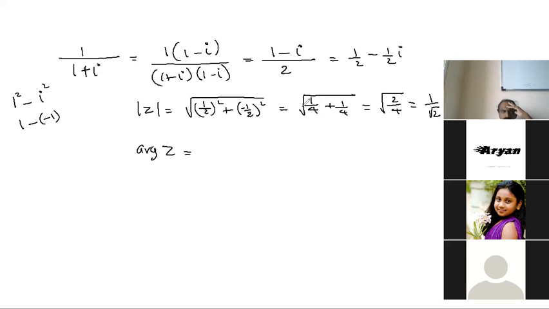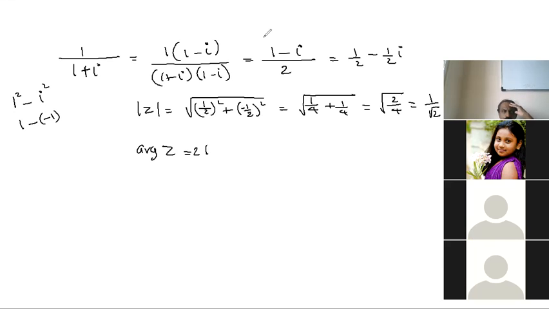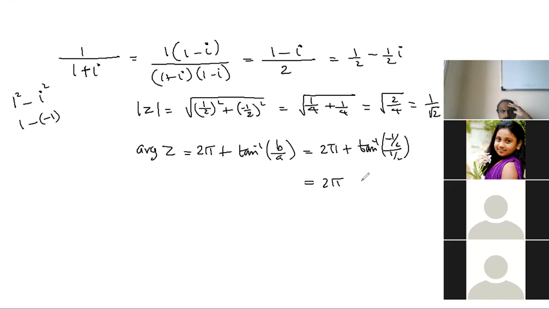Argument of z. Which quadrant will it be in? X is positive, y is negative, so it is the fourth quadrant. That is 2 pi plus tan inverse of b by a, which is 2 pi plus tan inverse of minus half upon half, that is 2 pi minus tan inverse of 1, 2 pi minus pi by 4, which is 7 pi by 4.